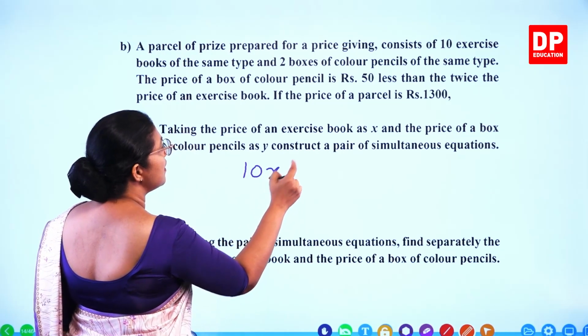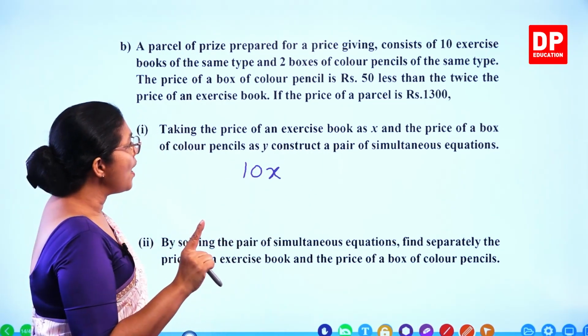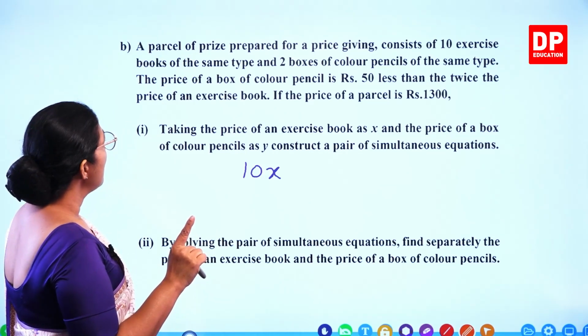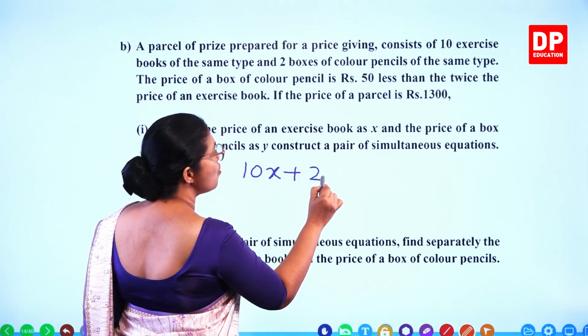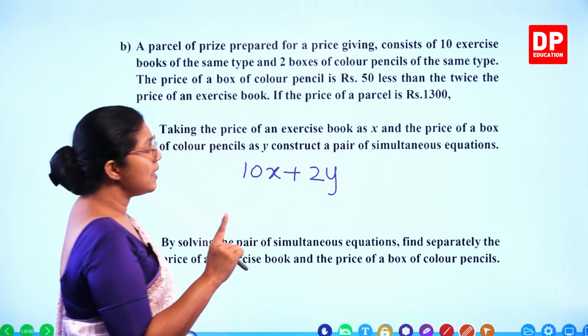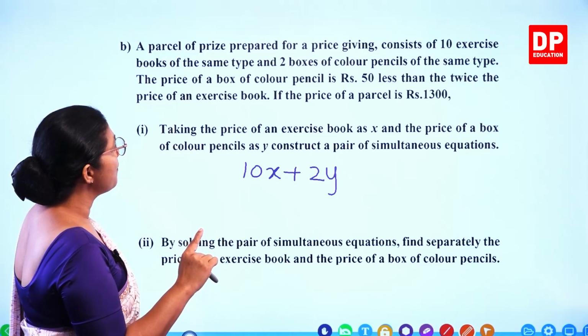10x, because 1 book is X rupees. Then 2 boxes of color pencils, that's 2y. That's the total amount for both.